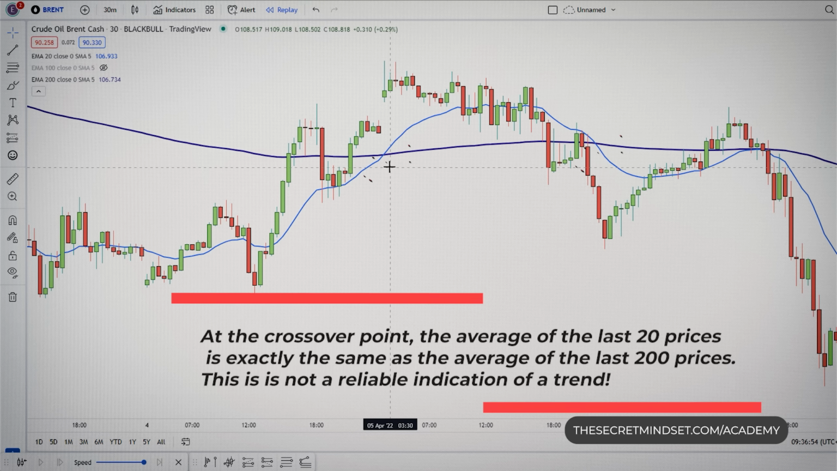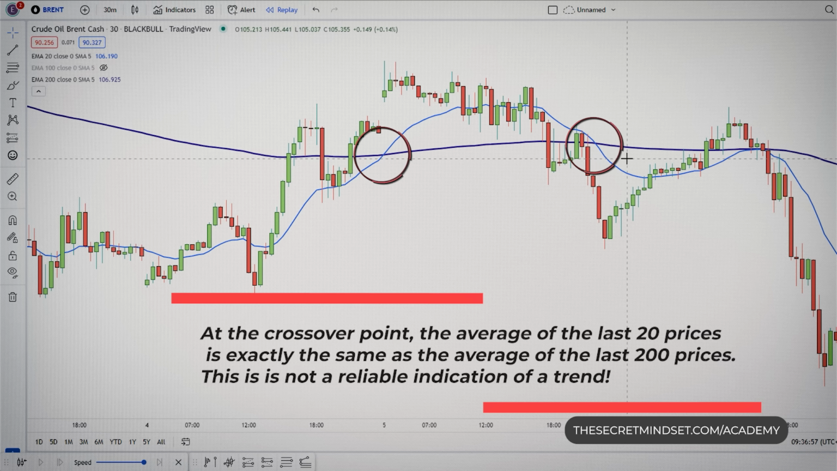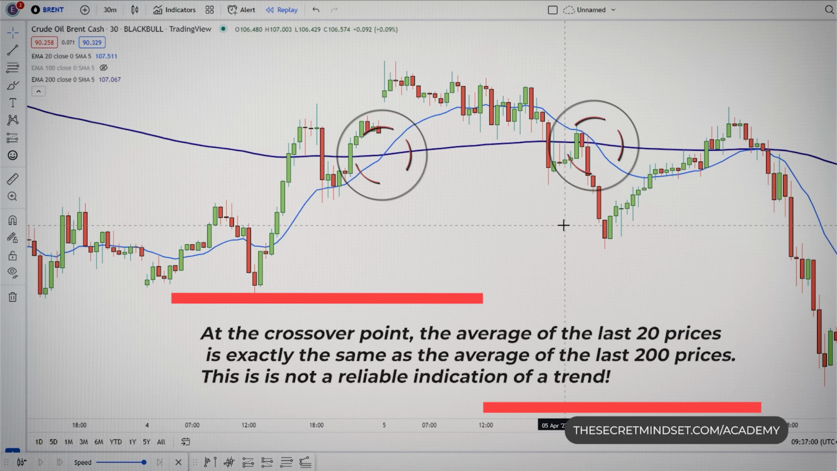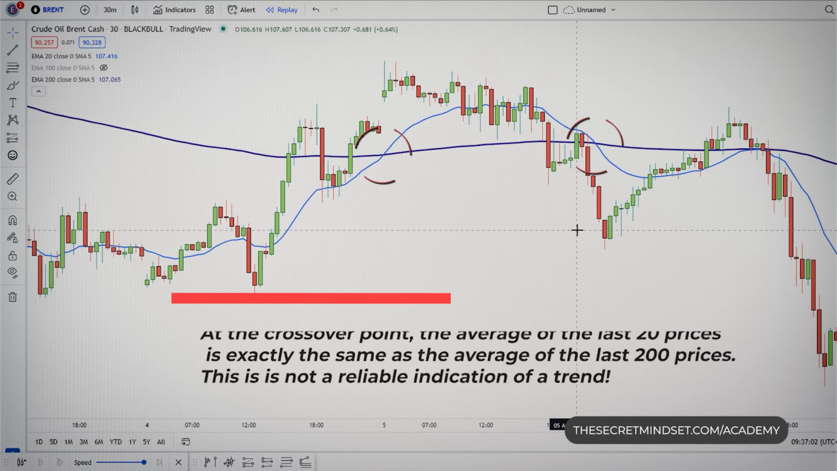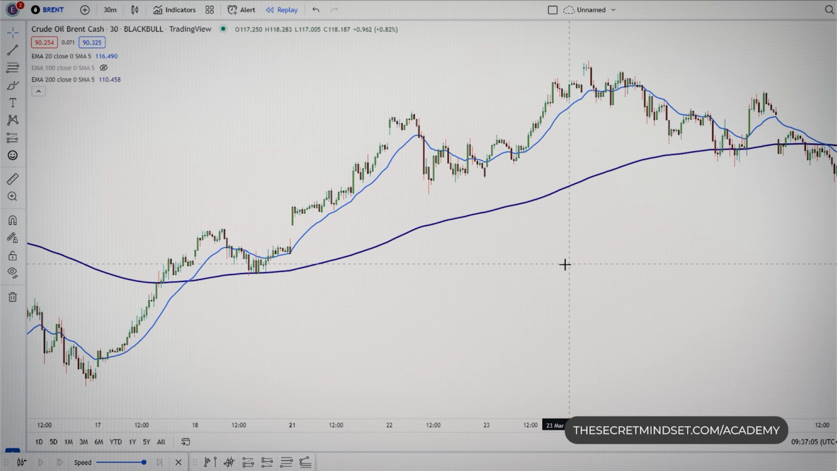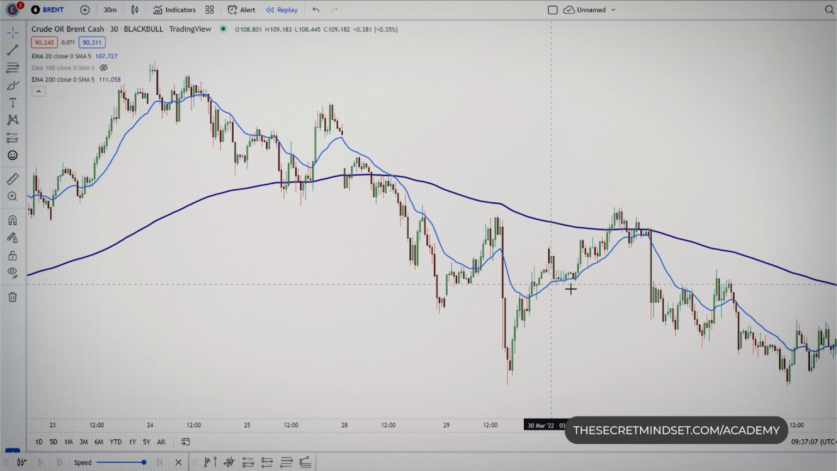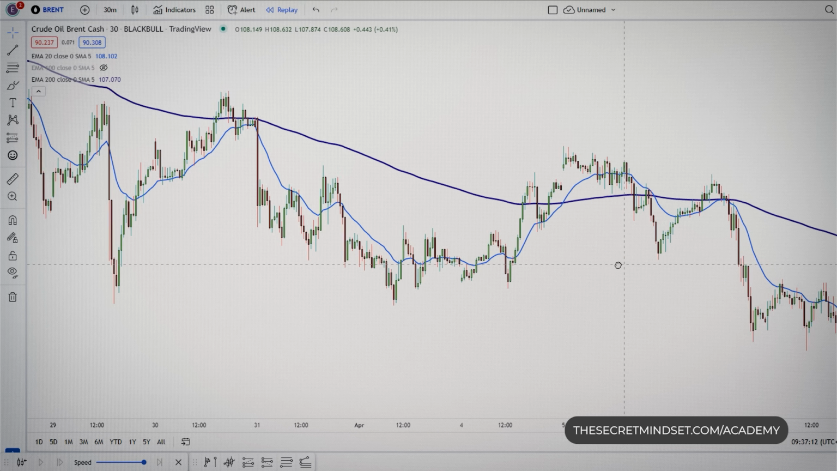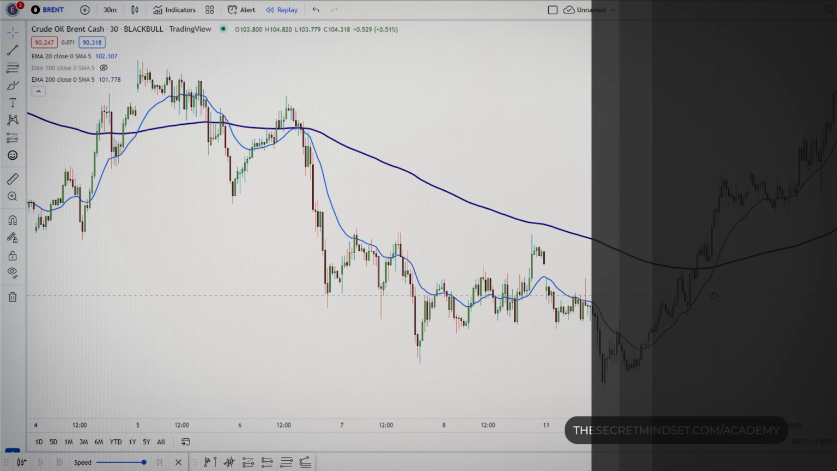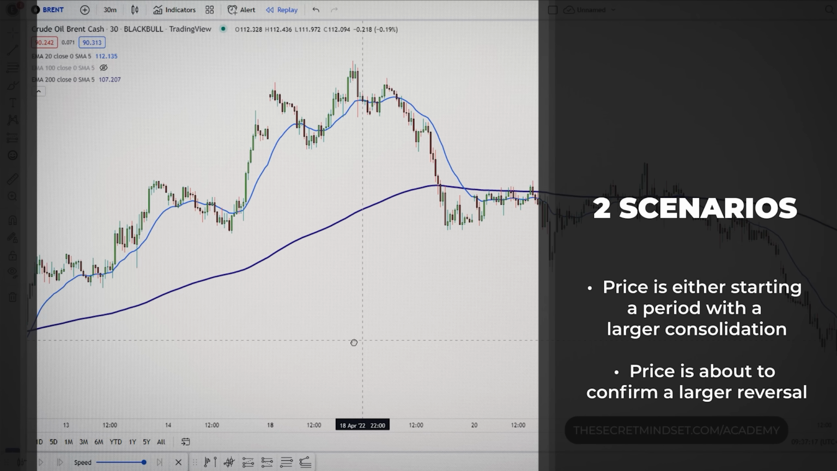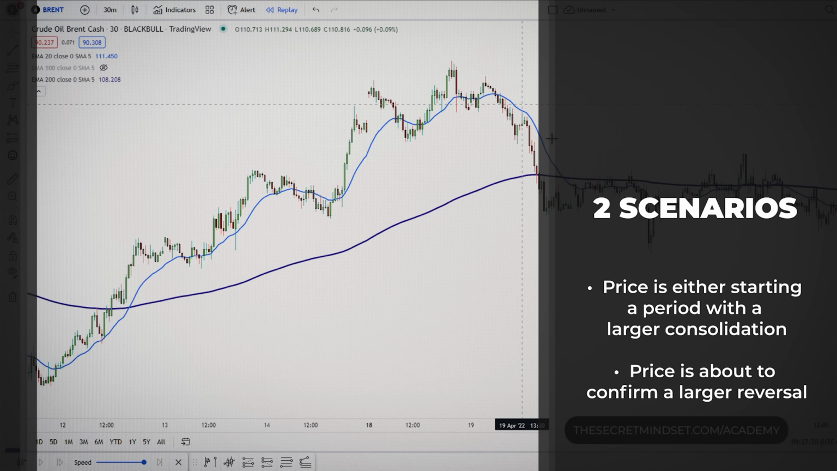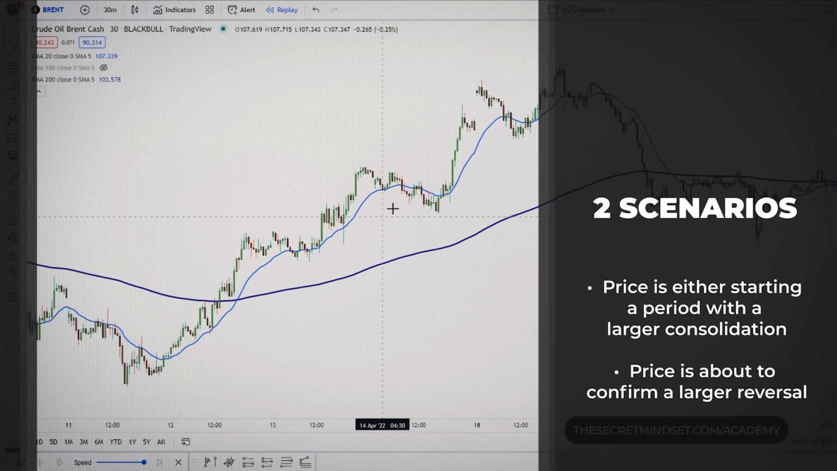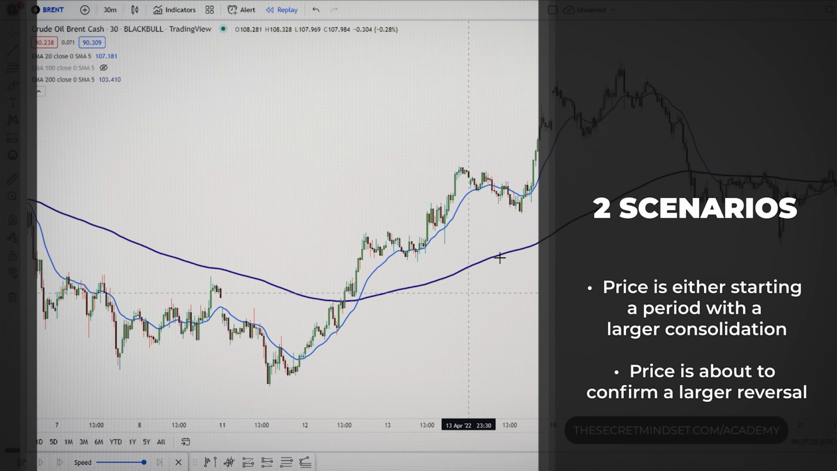What you are really observing at the crossover point is that the average of the last 20 prices is exactly the same as the average of the last 200 prices. If you are looking for trends to trade, this equal relationship of the two EMAs is not a reliable indication of a trend. Here are the two main consequences when the 20 EMA crosses the 200 EMA. Price is either starting a period with a larger consolidation, or price is about to confirm a larger reversal.